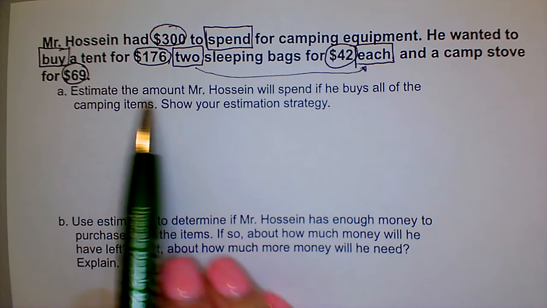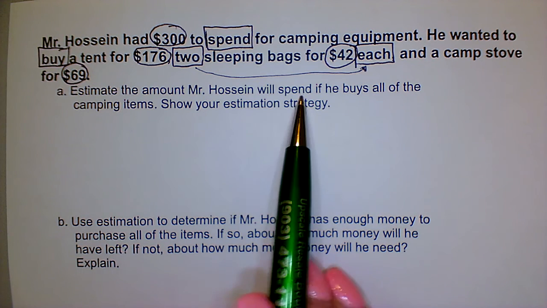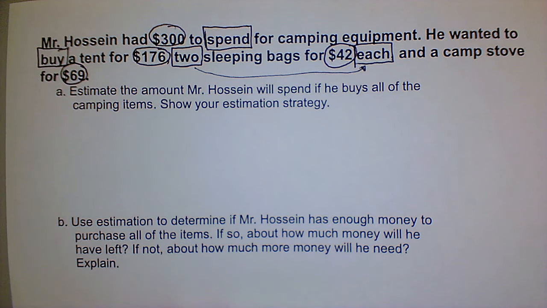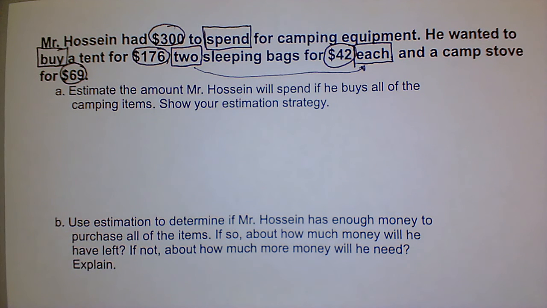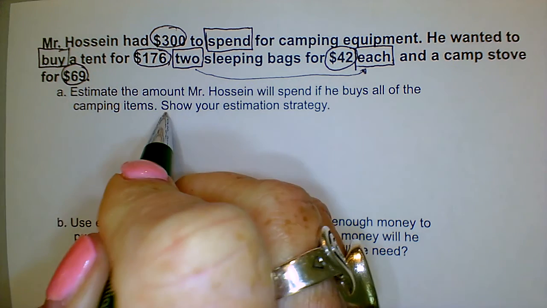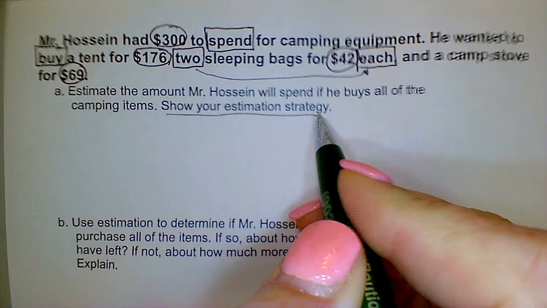A says, estimate the amount Mr. Hussein will spend if he buys all of the camping items. So what would we underline there? What would we underline? Because that is the question, even though it's given to us in a statement. Show your estimation strategy. Okay, we can underline that because that is something important that we are going to have to do.